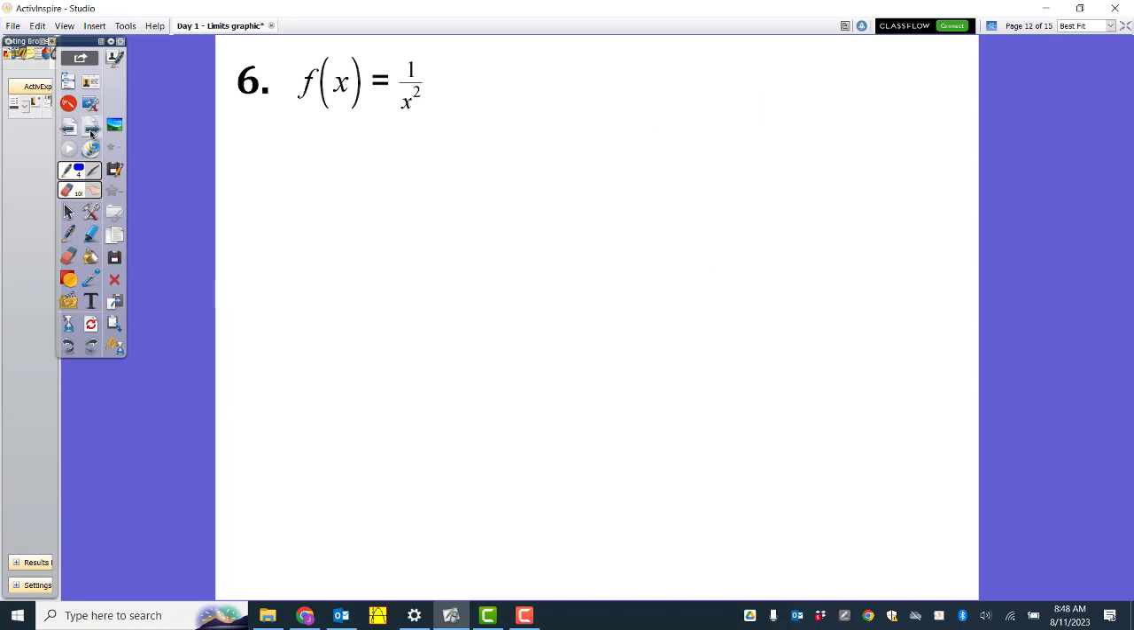All right, let's look at the next case. Go ahead and graph this one, and I want you to try and figure out the limit as x approaches 0 of f of x.